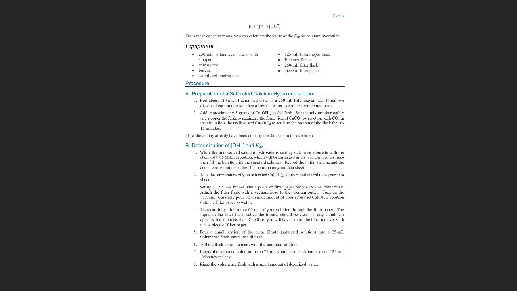Here is the description of the experiment. We will come back when we do the report. If there are no questions, let's go and move to the practice problems.